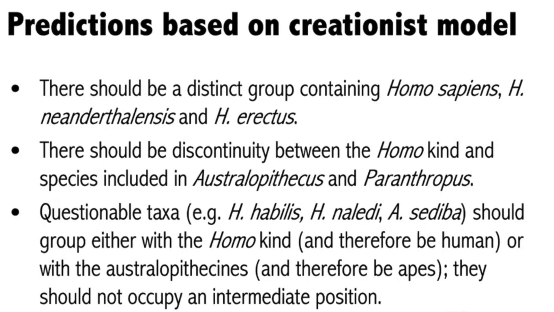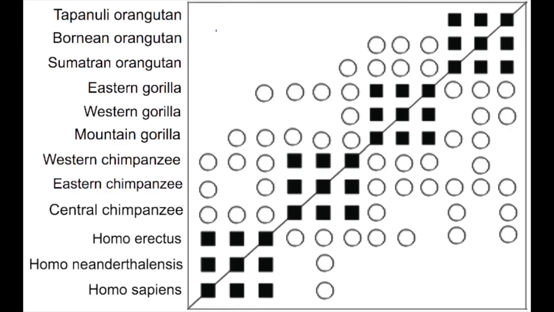Now, remember, what matters most in a theory? It's predictions, right? Yes. So according to baraminology, we would predict that there should be distinct groups containing Homo sapiens, Neanderthal, and Erectus. There also should be discontinuity between the Homo kind and species including Australopithecus and Paranthropus. Questionable taxa, of course, are Habilis, Sediba, and Naledi. But either group should fall into a category, and that's what we want to know.